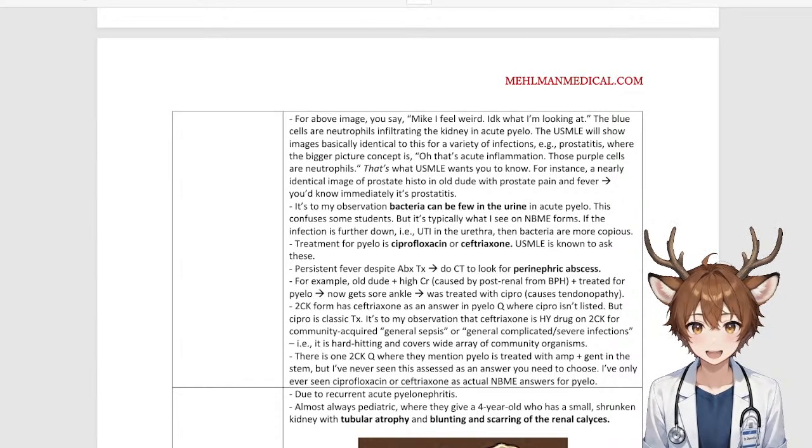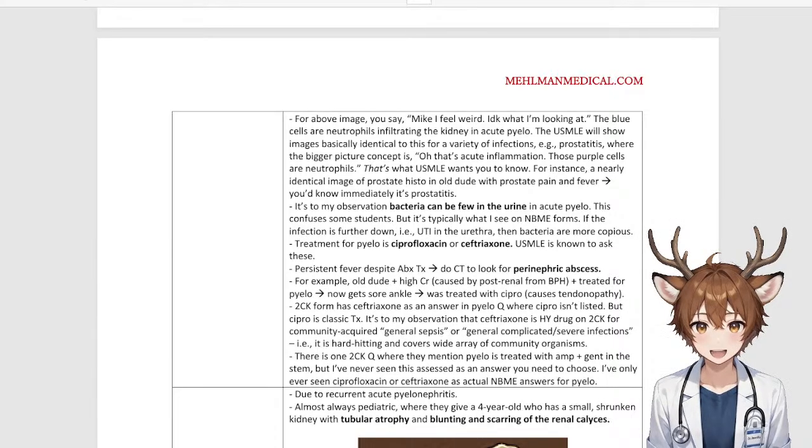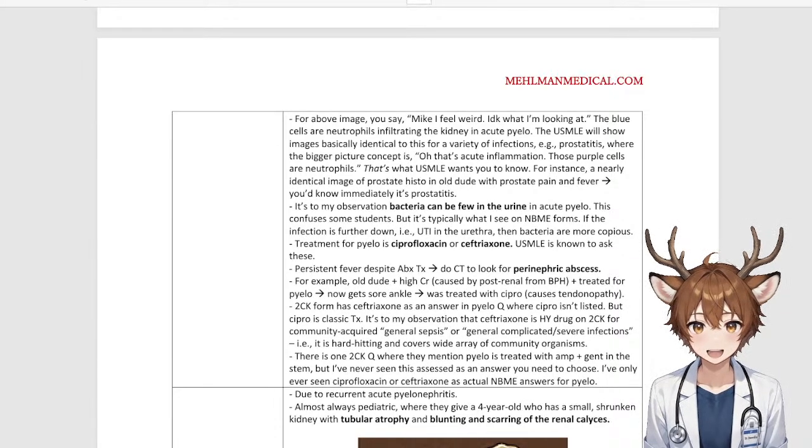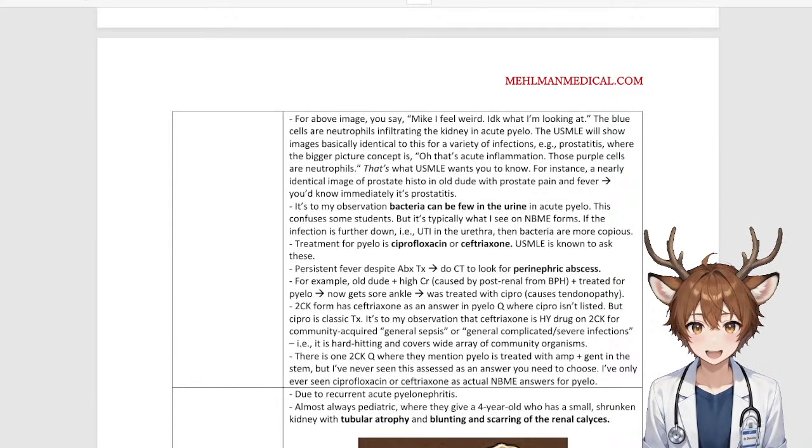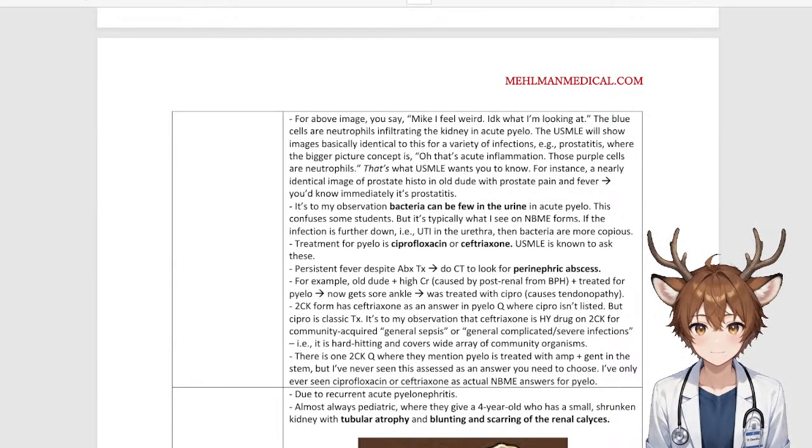It is also to my observation that ceftriaxone is a high-yield drug on 2CK for community-acquired general sepsis or general complicated/severe infections. That is to say, it is hard-hitting and covers a wide array of community organisms, the Cipro.